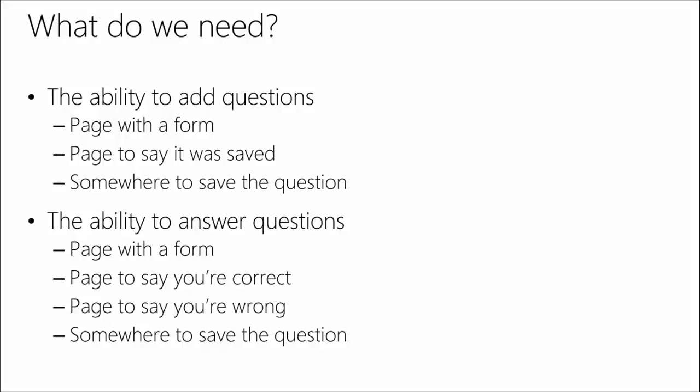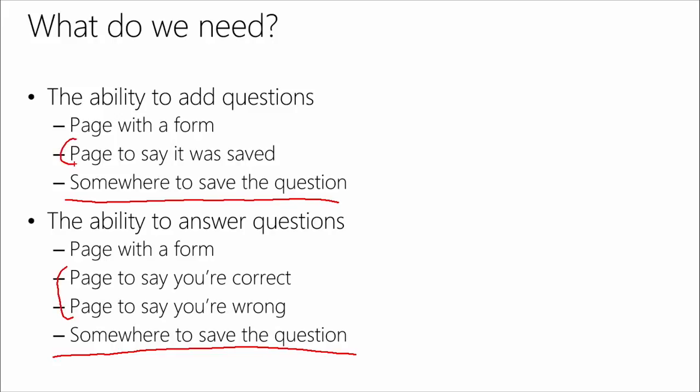In any event, the next thing you're going to notice is that we also need the ability to answer questions. So we need a page with a form. We've got that. We need a page to say you're correct. We need a page to say that you're wrong. And we need somewhere to save that question. And again, that's going to be in the next module. These three items and the logic to make all of that happen, we're going to see after our break, here in just a couple of moments.